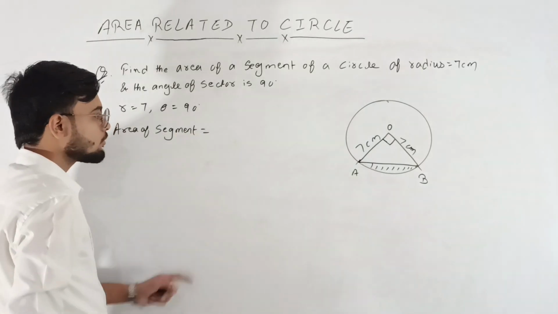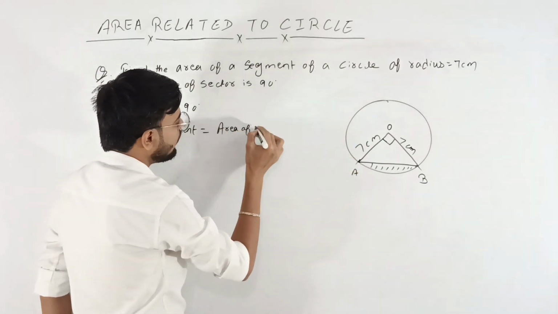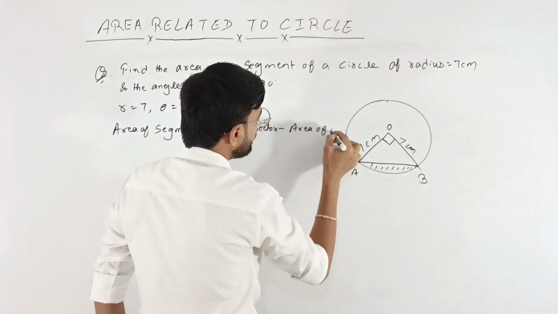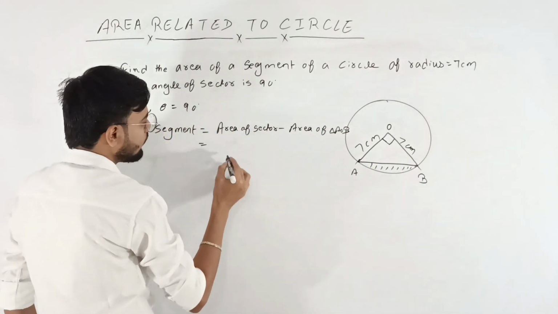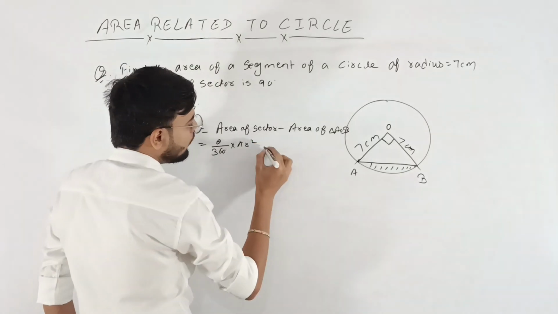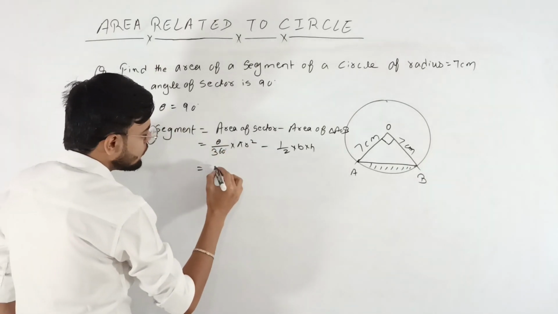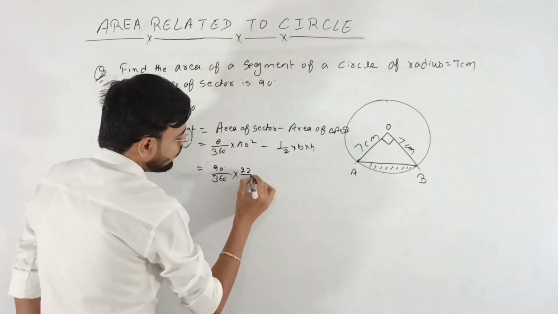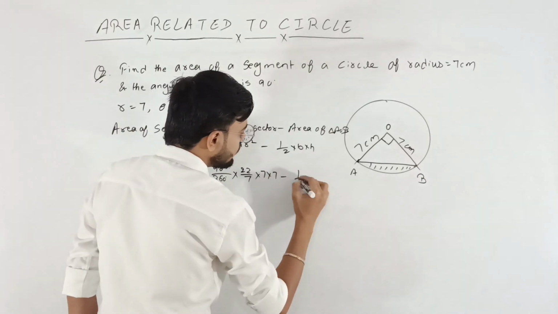Now the area of the segment is the area of the sector minus the area of this triangle, triangle AOB. Now the area of the sector is theta upon 360 degrees into pi r square, and the area of the triangle is half into base into height. Theta is given as 90 degrees, so I put it here: 90 upon 360. Pi is 22 by 7 and r square is 7 into 7. Now this is half into base into height, half.